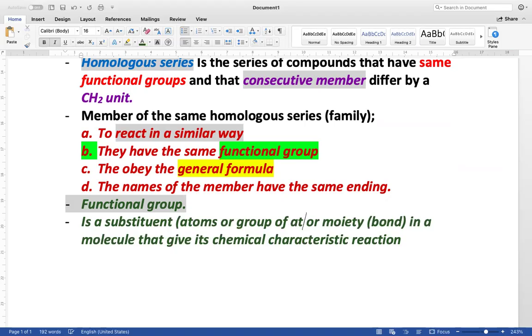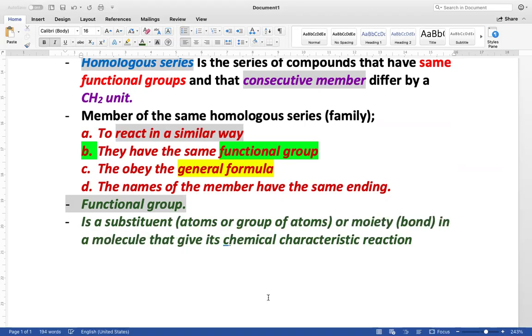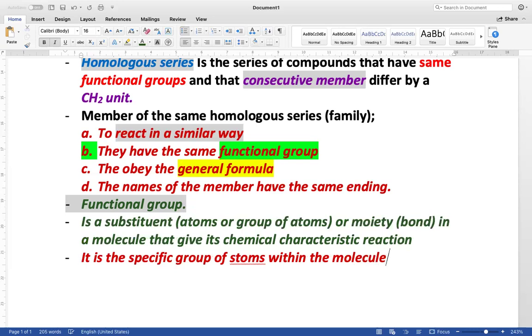What is the definition saying? It says it is a specific group of atoms within a molecule that is responsible for characteristic chemical reactions for that molecule.